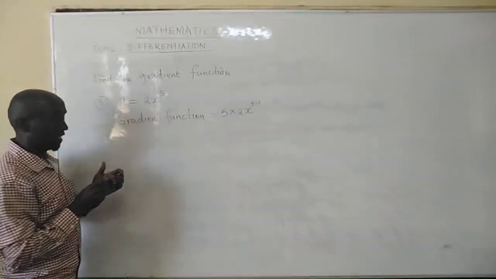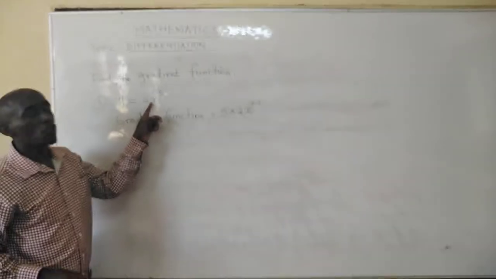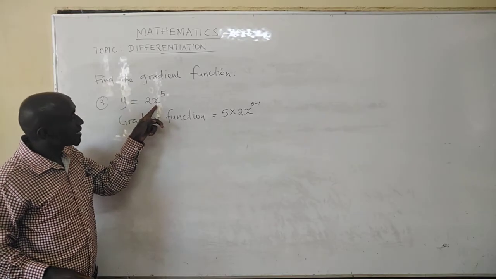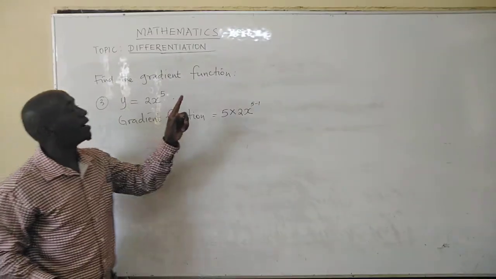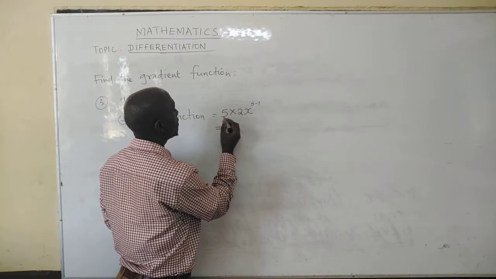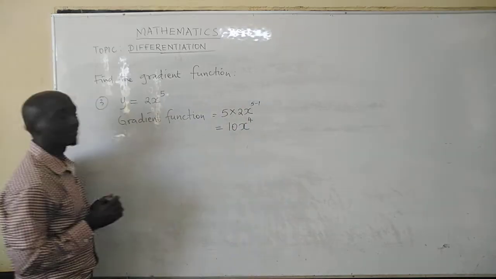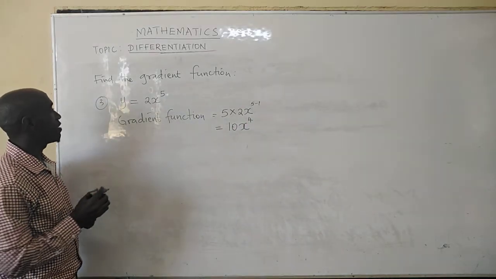So if you have a number before x, you multiply 5 by that 2. Then multiply by x. Then x is raised to power n minus 1. In this case, n is 5. So simplify that. You will have 5 times 2 is 10. X raised to power 4. So 10x raised to power 4.